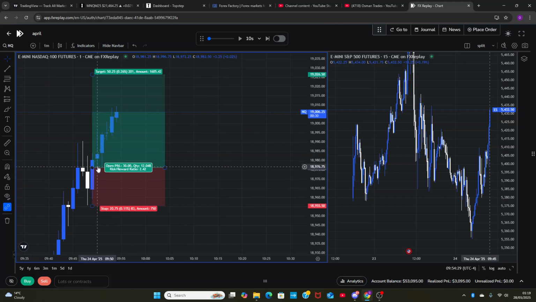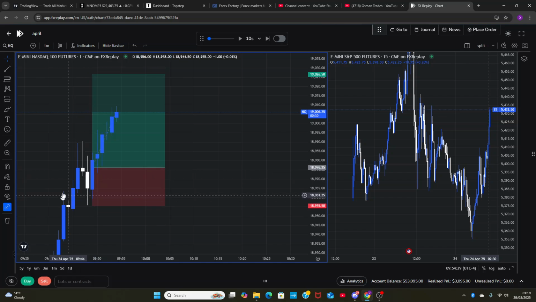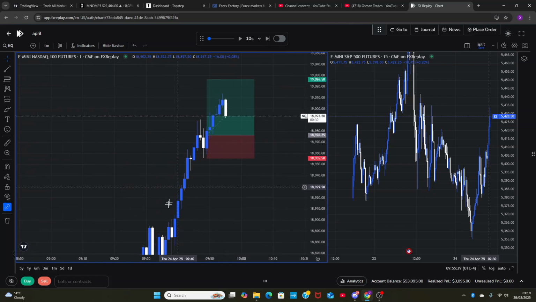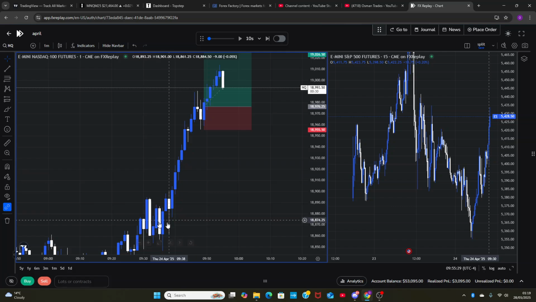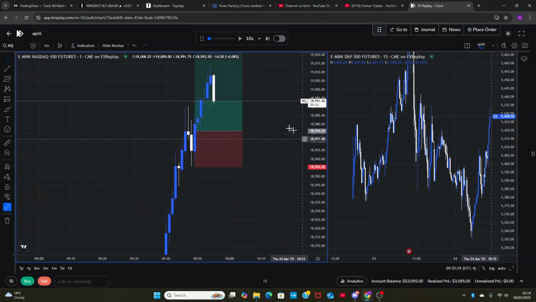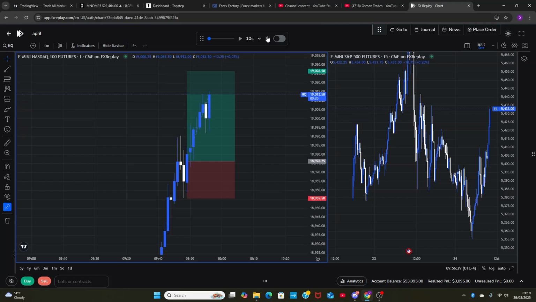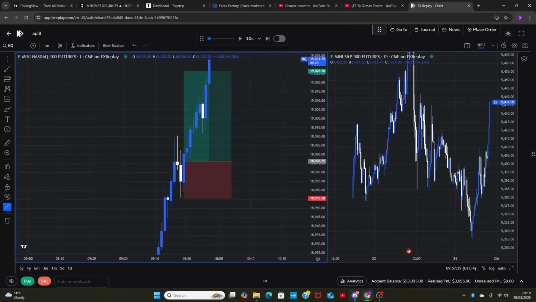But I entered off this displacement candle respecting this PXH and BISI. Because to me it was enough. Why? Because on this 1 minute time frame, there was no manipulation, nothing. So I'm expecting price just to be very strong in 1 minute. Bang. You guys see that?